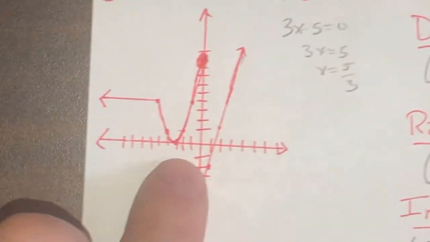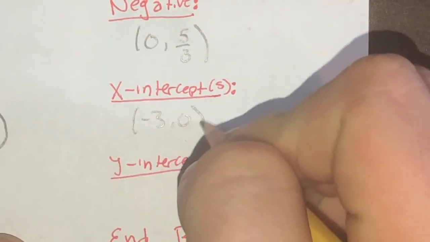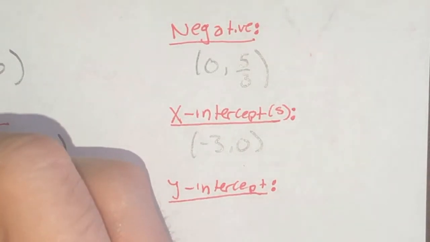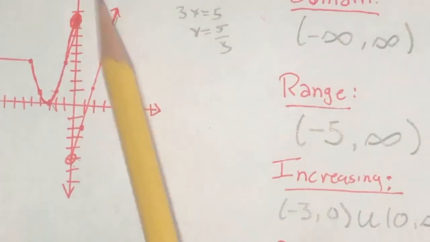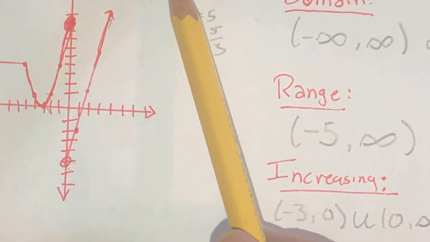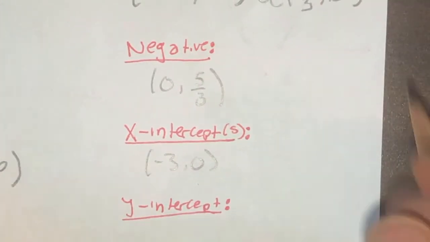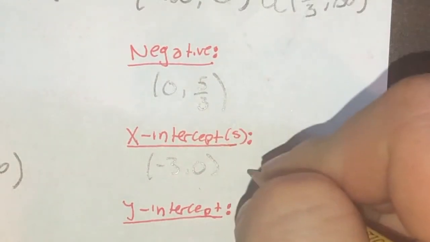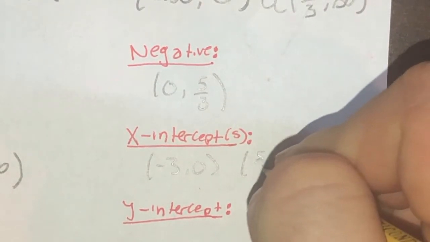All right, x-intercepts. Again, we have (-3, 0). And actually, I believe this is a 9 up here. So I shouldn't have said 8. I should have said 9. Because if you plug in 0, you get 9. And the other intercept is, we just talked about, (5/3, 0).